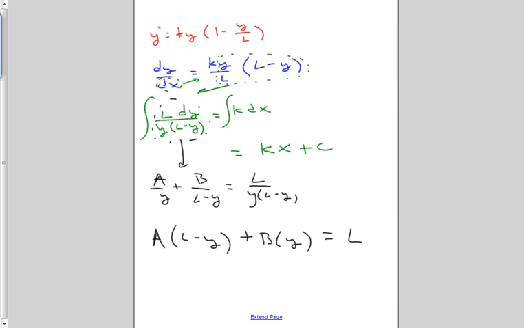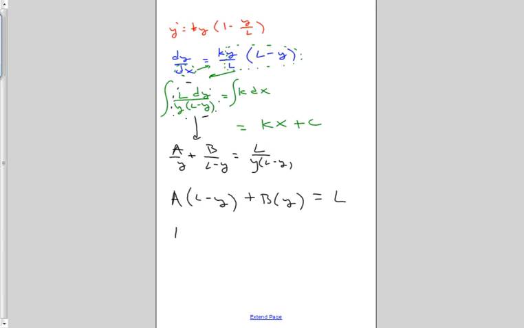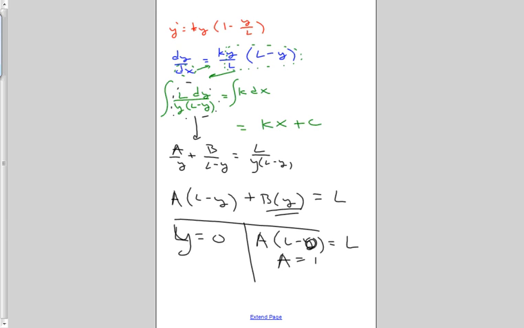Looking just at the numerator, this is a review of doing partial fractions, which was for 10.3. We're going to look at when y equals 0. When y equals 0, this piece is going to go away, and we get A times L minus y, and y is 0, so 0 must equal L. So we get AL equals L. In other words, we know that A must equal 1.